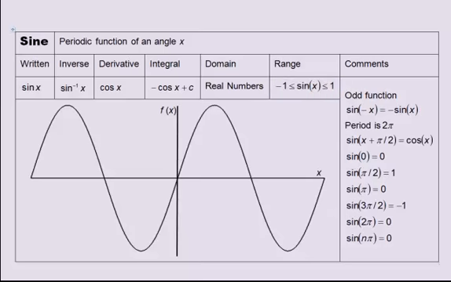Comments, it is an odd function, which means that sine of minus x is equal to minus sine of x. Period is 2 pi. Sine of x plus pi over 2 equals cos of x. Sine of 0 equals 0. Sine of pi over 2 equals 1. Sine of pi equals 0. Sine of 3 pi over 2 equals minus 1. Sine of 2 pi equals 0. Sine of n pi equals 0.